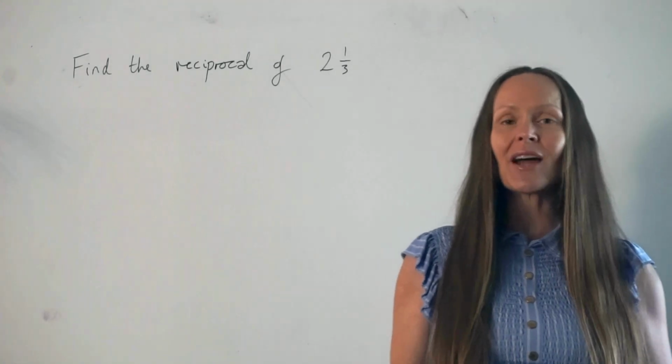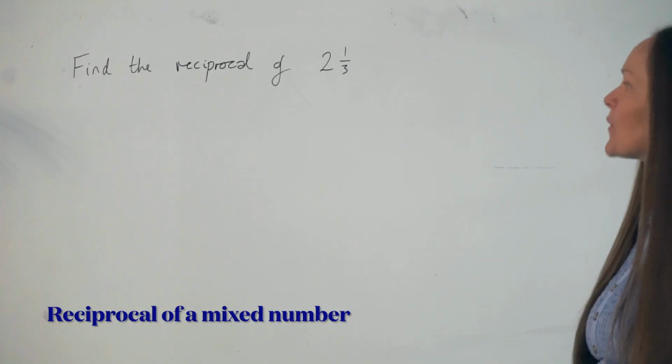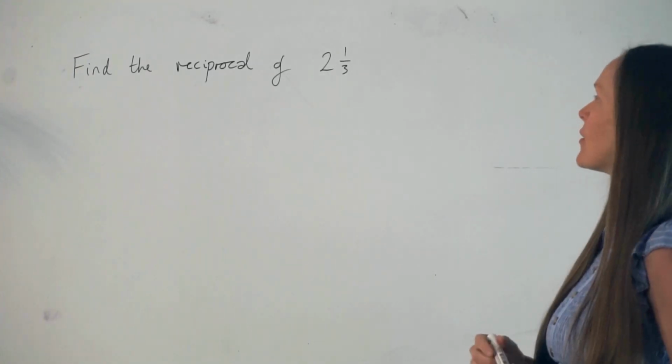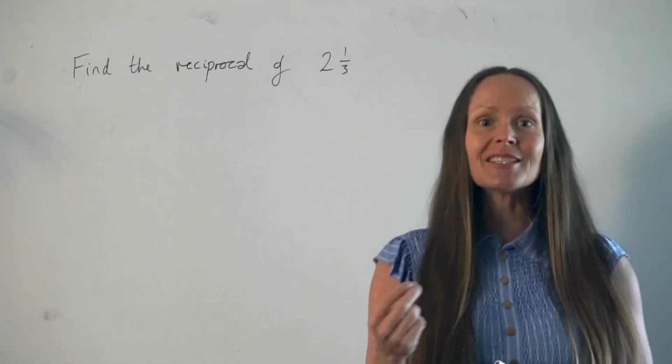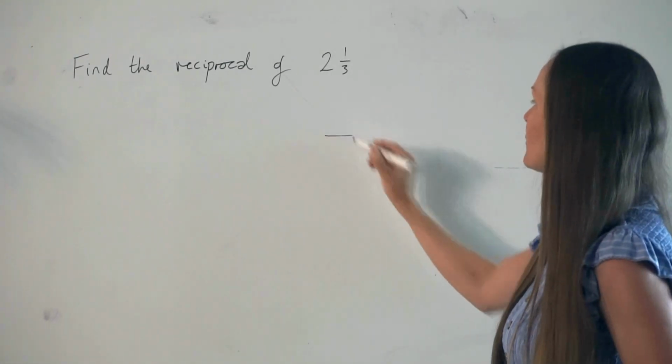I'm going to show you how to find the reciprocal of a mixed number. So in our question it says find the reciprocal of 2 1/3. The first thing you need to do is change that mixed number into an improper fraction, okay, a top-heavy fraction.